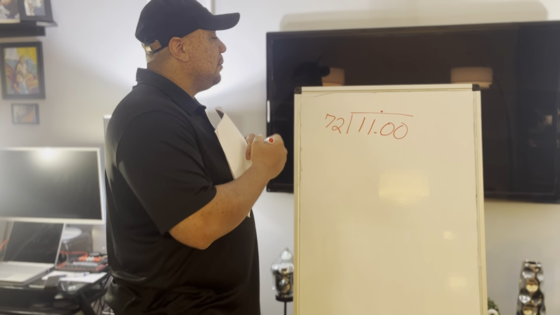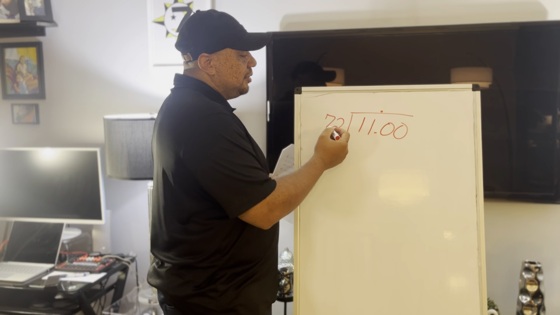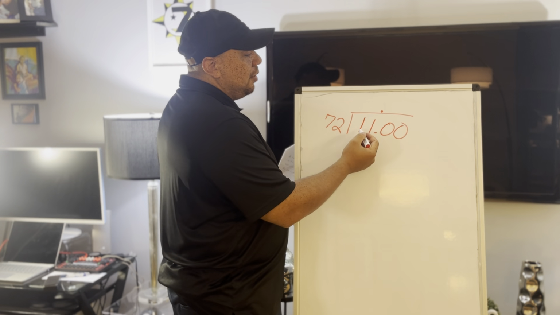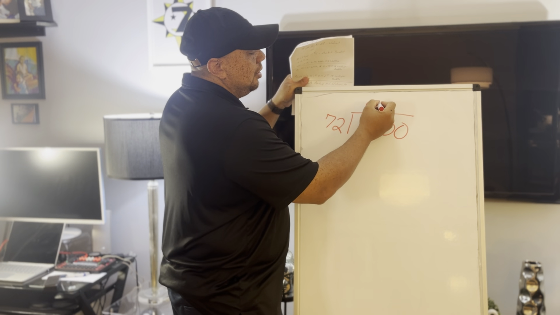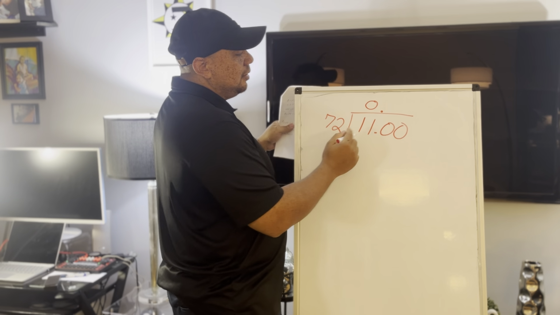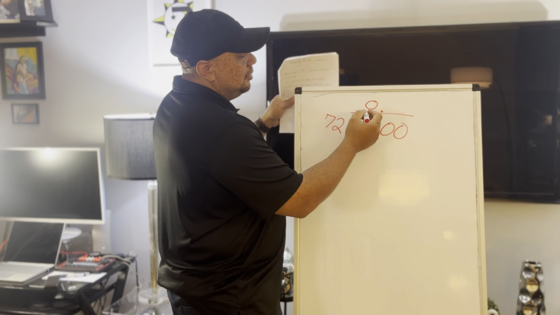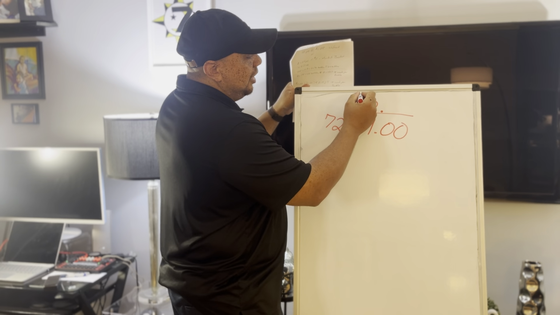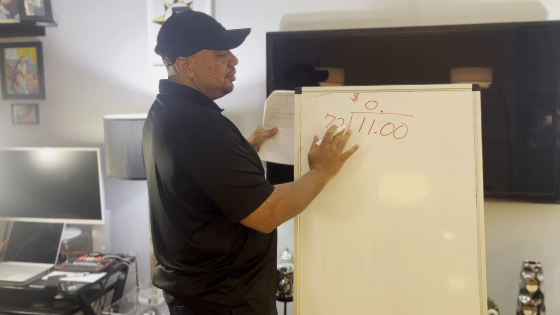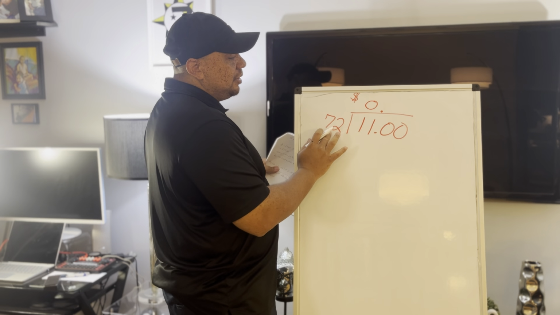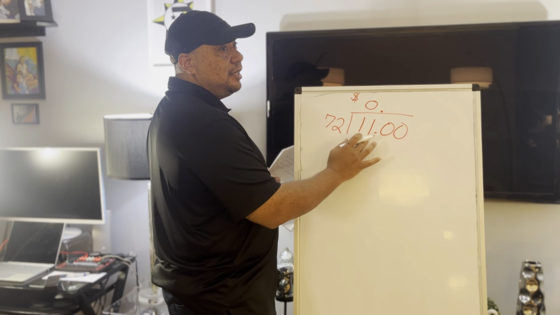All right? So 72 cannot go into 11. So that's where we get our 0. Understand what this means. This is dollars, and this is dollars, but it's not $0. So we know we're not paying $1 already. We're already starting that. So how many times does 72 go into 110?